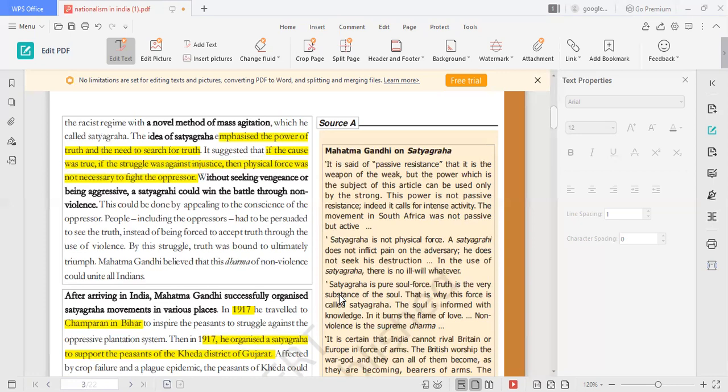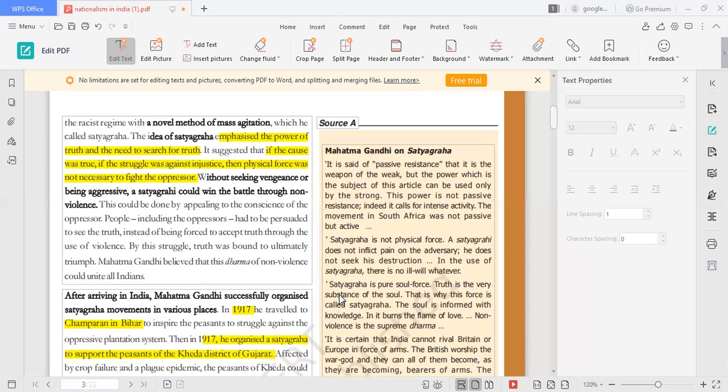Without seeking vengeance, we need not have revenge, and we need not be aggressive or rude. Not necessary. We need not use weapons, arms, this and that. A Satyagrahi could win the battle through non-violence. So Gandhiji believed in this dharma, and he exercised this practice in South Africa and got success also. He decided to use the same dharma here in India also to fight against the British to get independence.